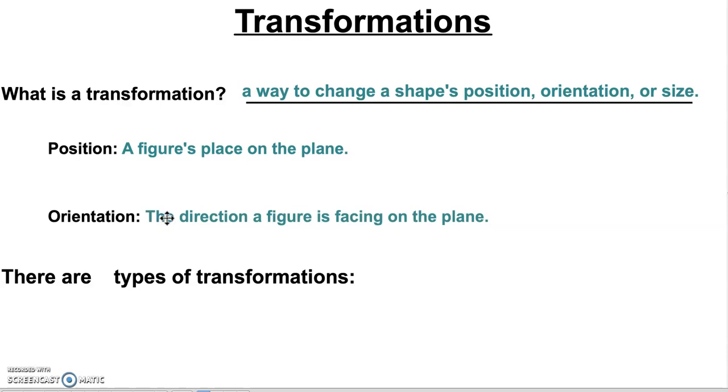Orientation means the direction that the figure is facing. So if I'm at my desk, I could be facing the rest of the class, or I could be turned to face a different wall. I would be oriented differently depending on which way I'm facing. There are 4 different types of transformations.